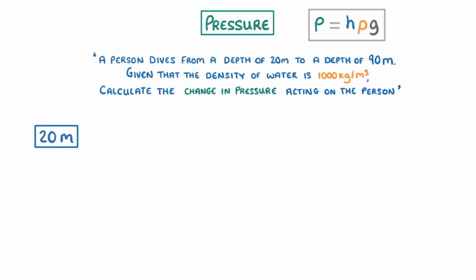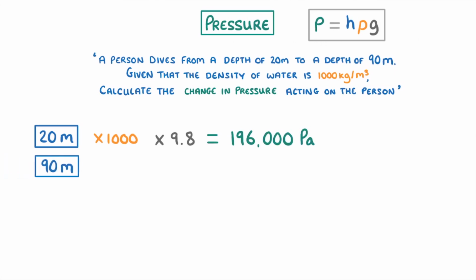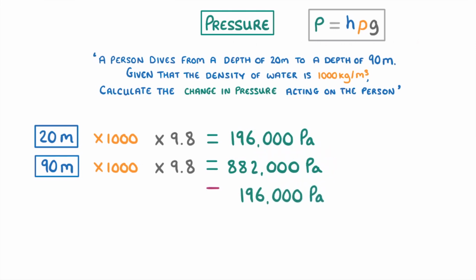At 20 meters, the pressure would be 20 meters times the density of 1,000 times 9.8, which is the gravitational field strength here on Earth. This gives us 196,000 pascals. Meanwhile, for 90 meters, we do 90 times 1,000 times 9.8, which gives us 882,000 pascals. So the difference in pressure is just 882,000 minus 196,000, so 686,000 pascals.